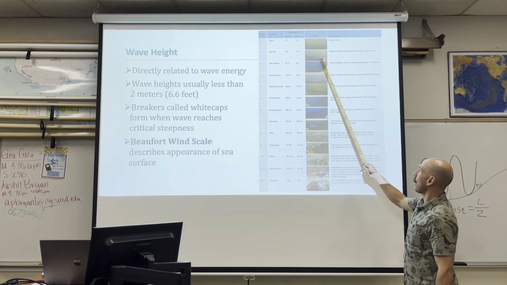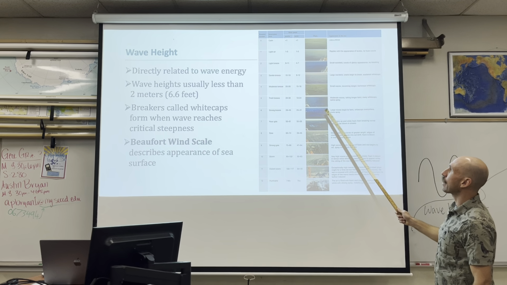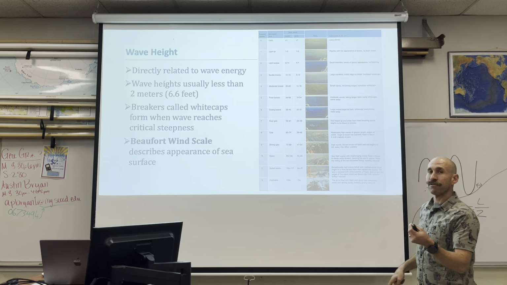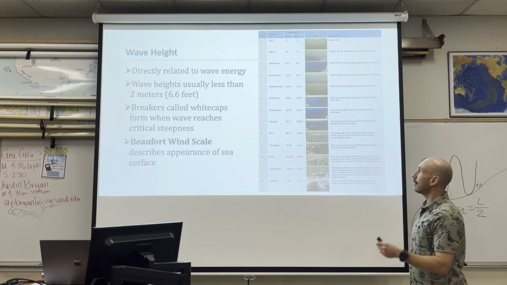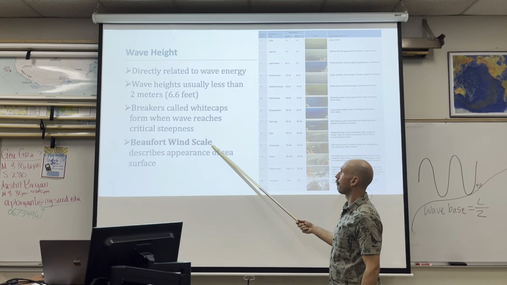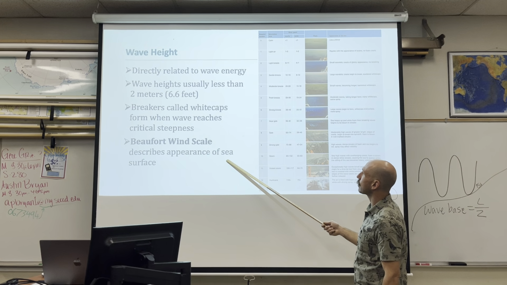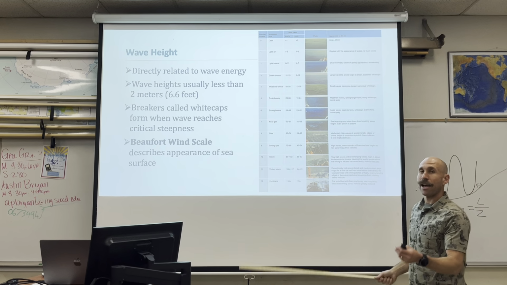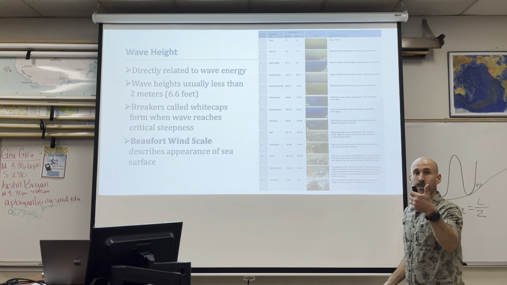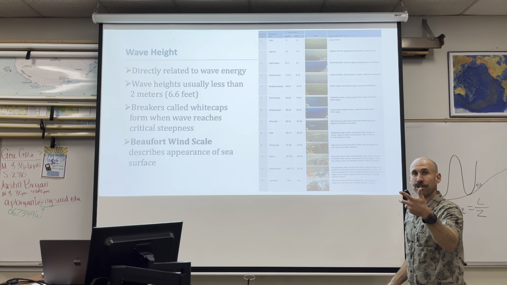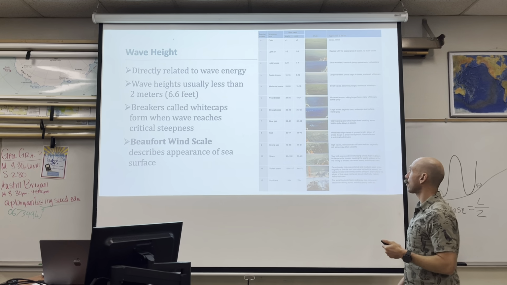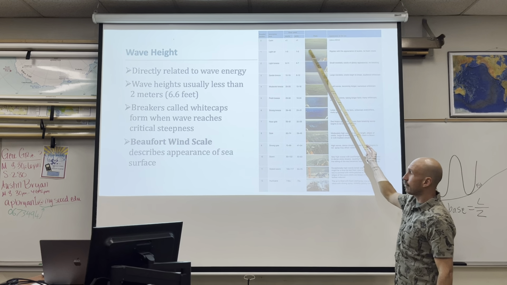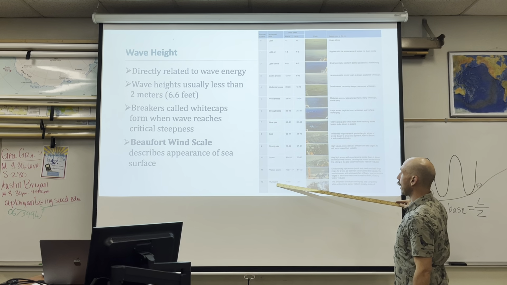Now, as they're traveling across the sea, there's different levels of wave height that can be observed for deep water waves. And we have what's called the Beaufort wind scale that describes the appearance of the sea based on the characteristics of that wave height as created by the wind speed, duration, and area or fetch of the storm. It's all the way down from 0, calm, no waves, to 12, hurricane waves.